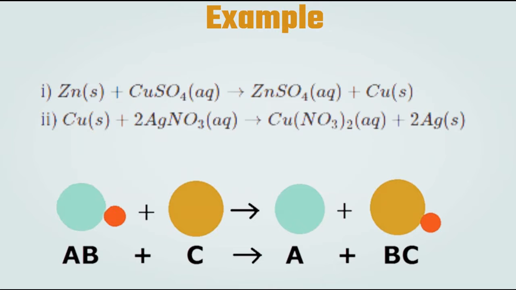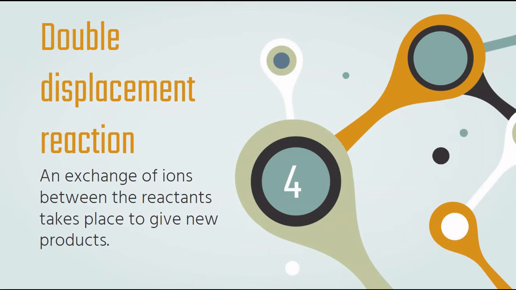Okay, so in the example we have Zn plus CuSO4 turns to ZnSO4 plus Cu. That is one example. And the second example we have Cu plus 2AgNO3 turns to Cu(NO3)2 plus 2Ag. So we can simply write this displacement reaction as AB plus C turns to A plus BC. Remember it this way, it would be easier. Okay, the fourth type of reaction that we have is the double displacement reaction. We have seen about the displacement reaction before.